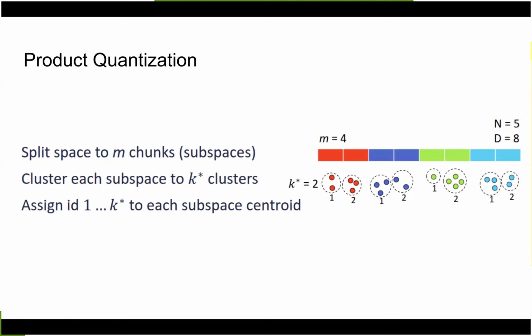So again, you split the space into M chunks or M subspaces, cluster each subspace into some tunable number of clusters, and assign an ID to each centroid in each subspace. The ID here is very similar to the codebook in the previous method.